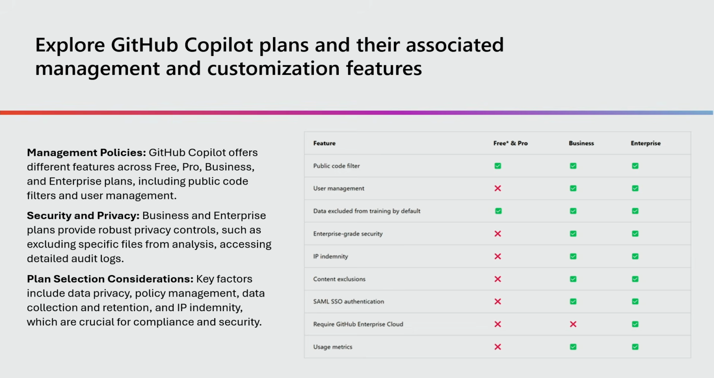Now, when selecting a plan, organizations should consider factors such as data privacy, retention policies, and intellectual property protection. These considerations help ensure Copilot can be rolled out safely and compliantly while still delivering productivity benefits at scale.